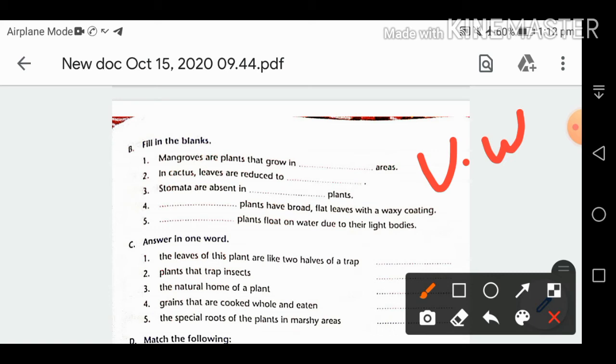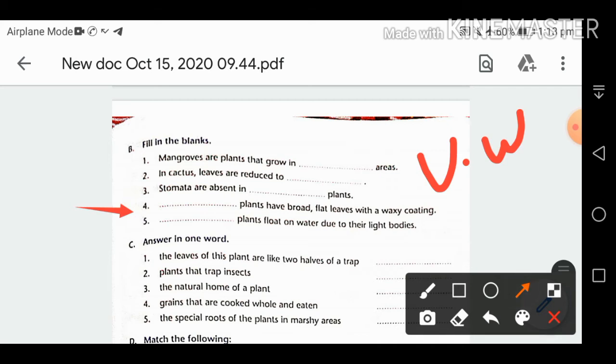Fourth one, dash plants have broad and flat leaves and a waxy coating. So floating plants have broad leaves and a waxy coating on their leaves so that water will slip away. Dash plants float on water due to their light bodies. So floating plants float on water due to their light bodies.